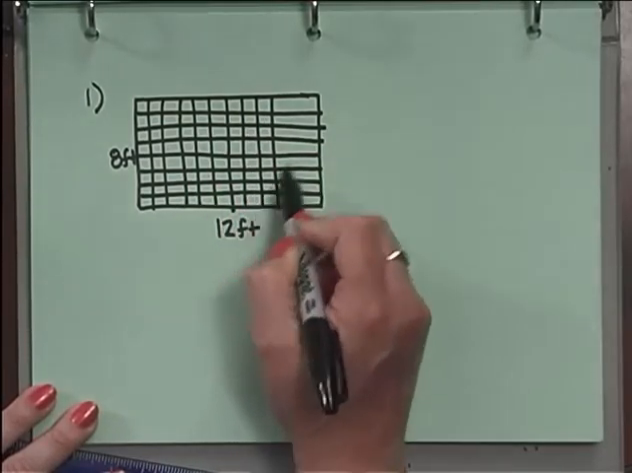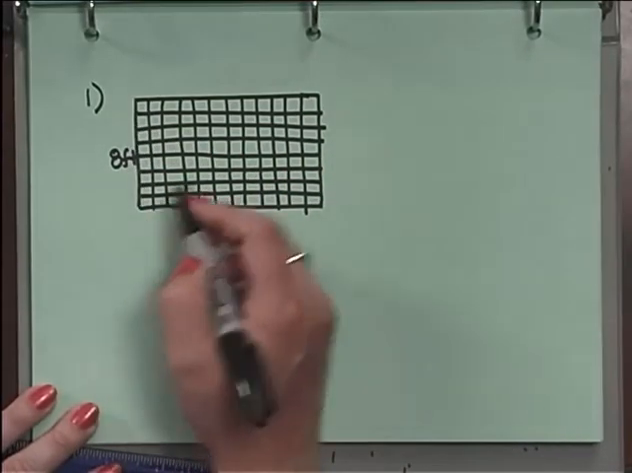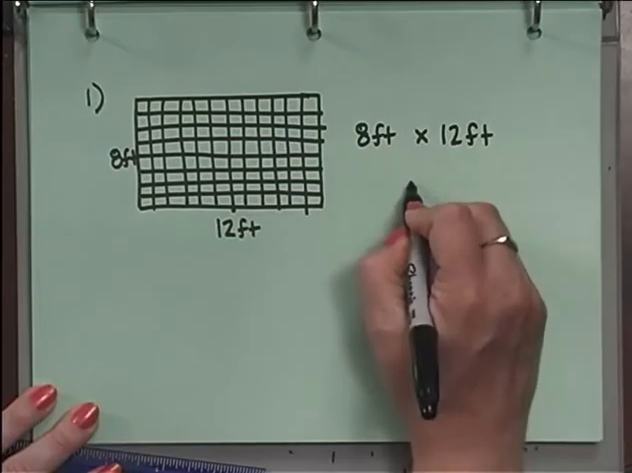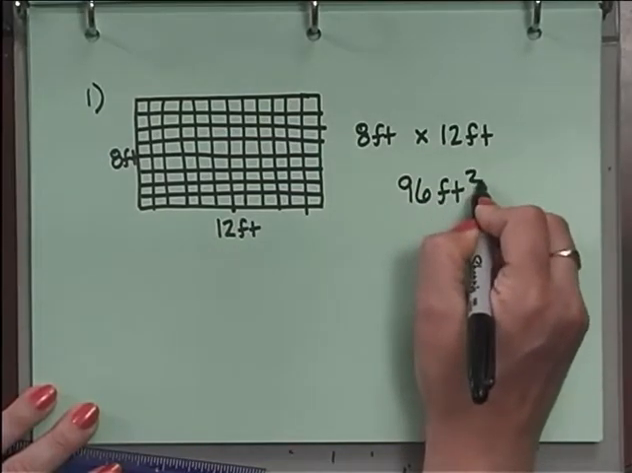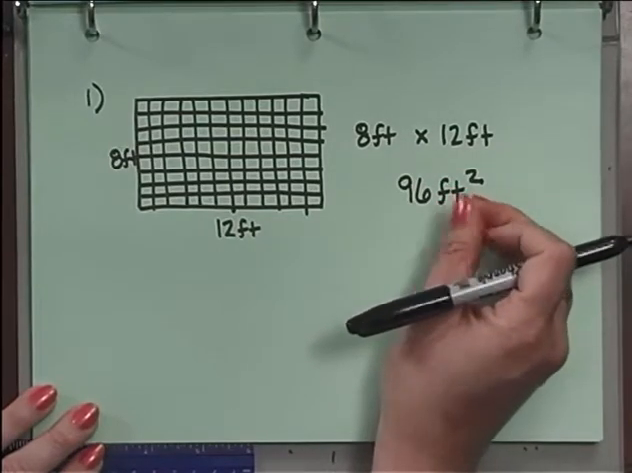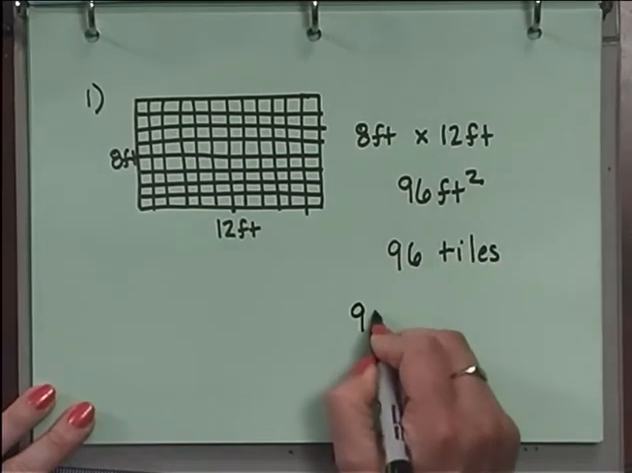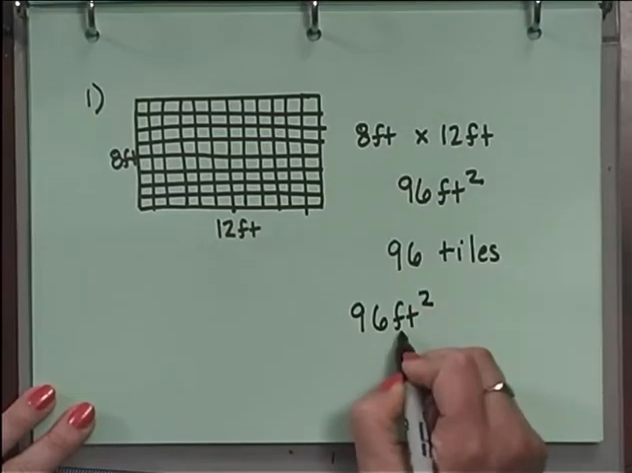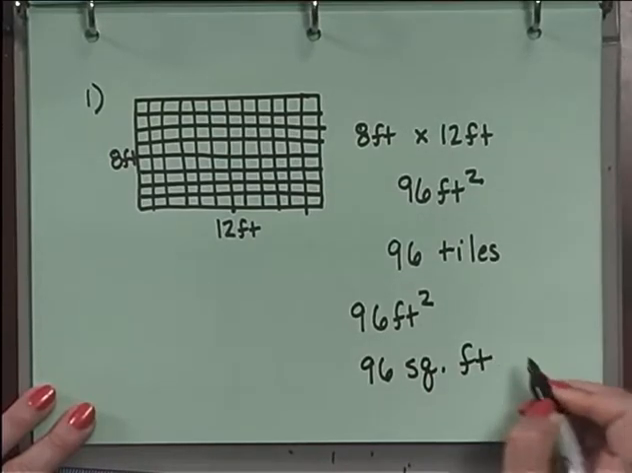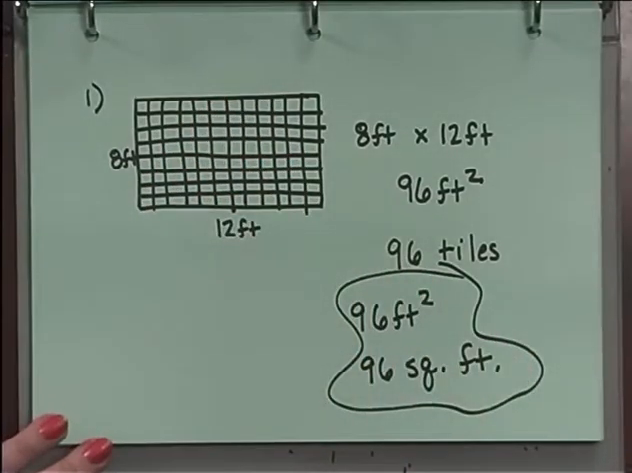So how many 1 foot by 1 foot tiles are going to be needed to cover this? Well, we have 8 times 12 1 foot tiles. And since 8 times 12 is 96, it's going to be 96 1 foot square tiles that are going to be needed to cover this. So 96 tiles. And we would say then that the area of this is 96 square feet, which we can write feet with a 2 by it to indicate square feet, or you can spell that out, 96 square feet. So these are the 2 different ways that you could write the area of this particular rectangular room.